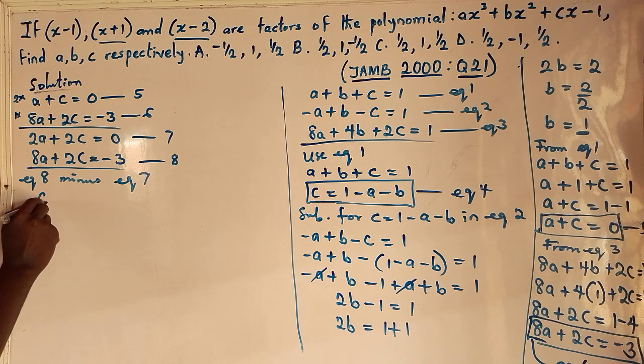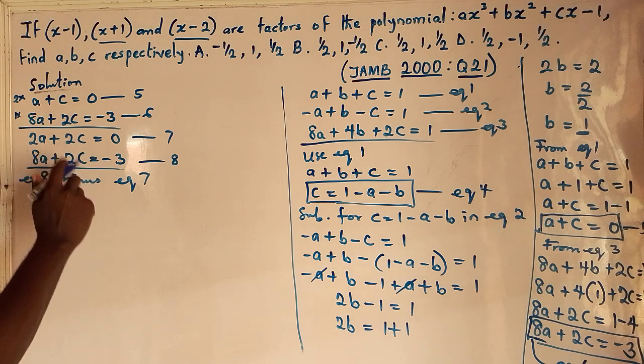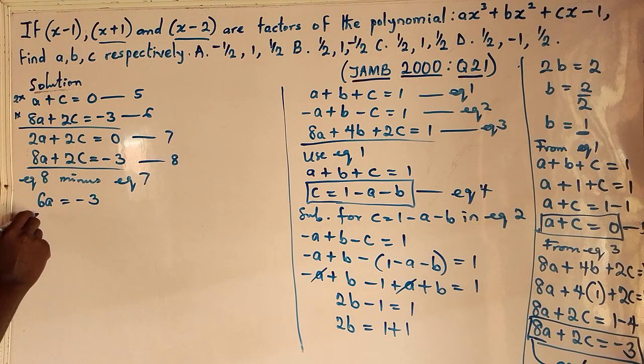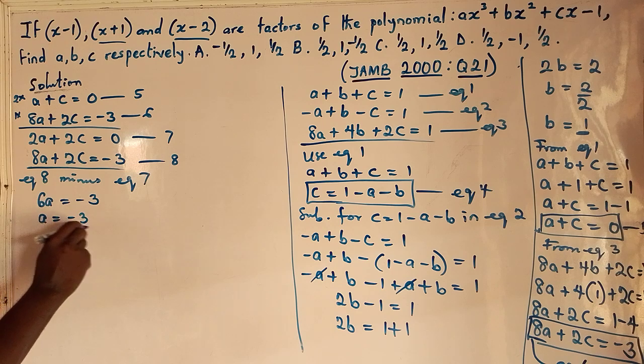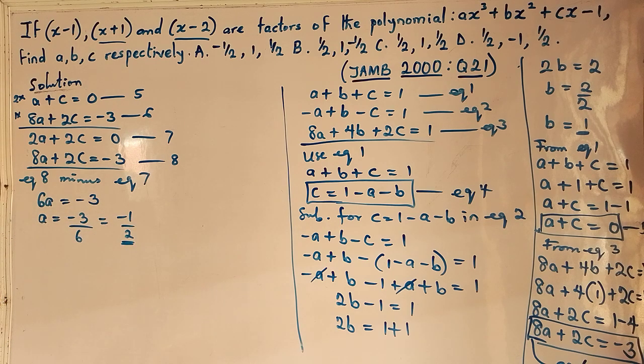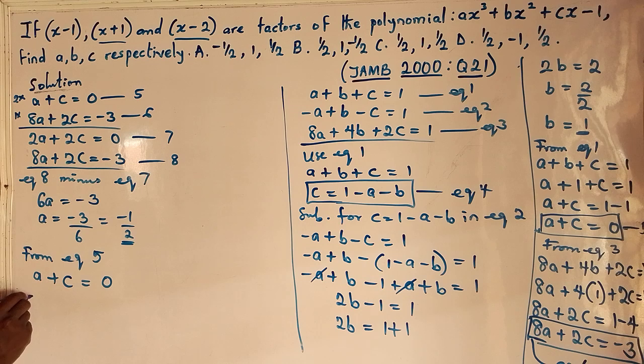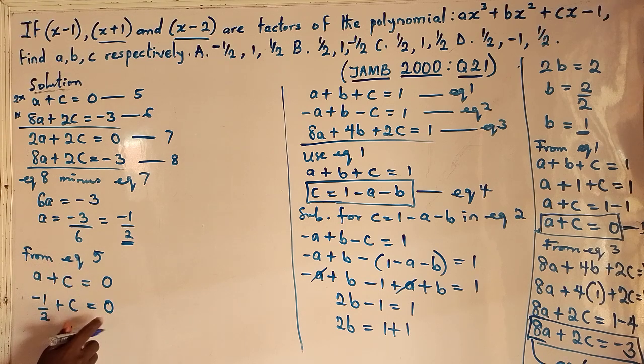So we have 6A equals minus 3 minus 0, which is minus 3. So the value of our A will be equal to minus 3 over 6, which is equal to minus 1 over 2. That is the value of our A. So it remains the value of C. So we have A plus C from equation 5. A plus C equals 0. What is the value of our A? A is minus 1 over 2 plus C equals 0. So C is equal to, take this one to the other side, 1 over 2.